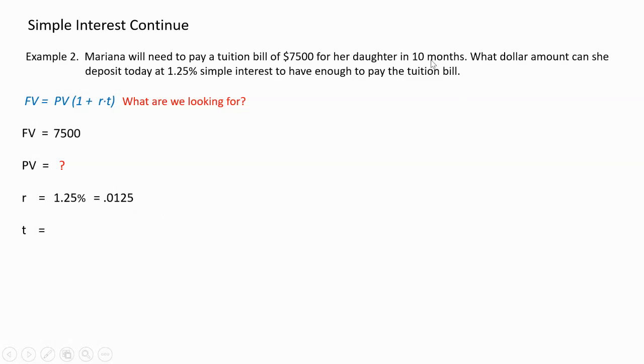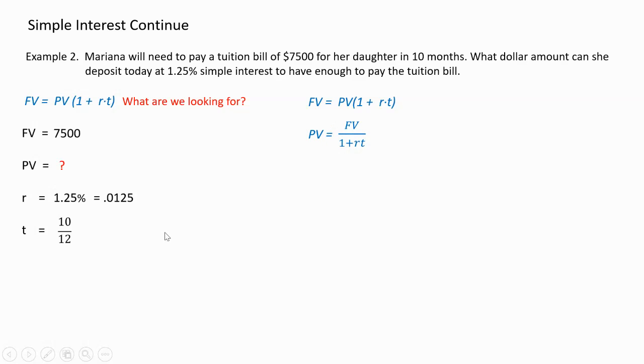If you notice, that time is in months. Here's a common mistake that students make. They put 10 for time, which is not correct because the time has to be in years. So it's going to be 10 divided by 12. Now from there, we have only one unknown, so we can plug everything into the formula.